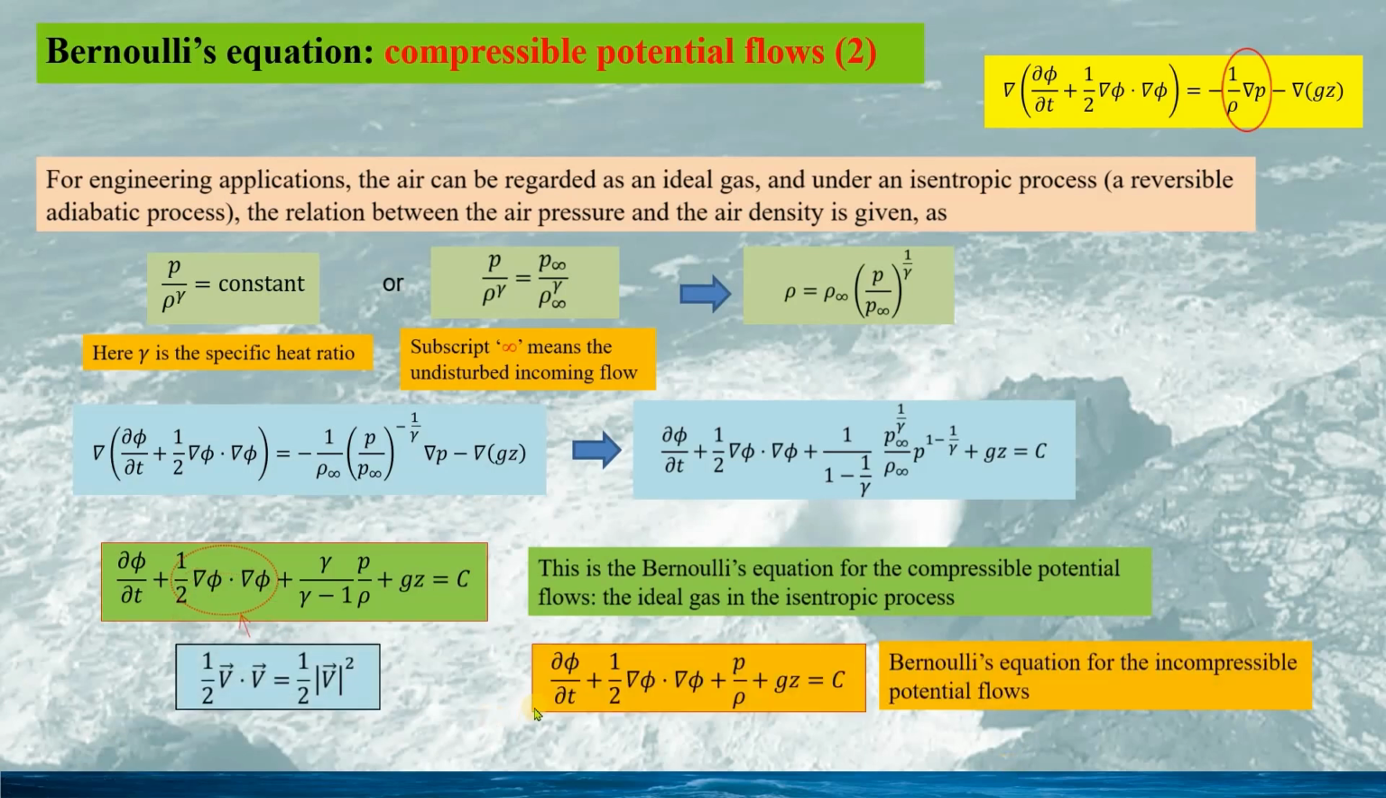If we compare the Bernoulli's equation for the compressible potential flow to the Bernoulli's equation for the incompressible potential flow, we can see only the pressure term is different. So if gamma is much larger than 1, then the Bernoulli's equation for the compressible potential flow would be the same as the Bernoulli's equation for the incompressible potential flow.